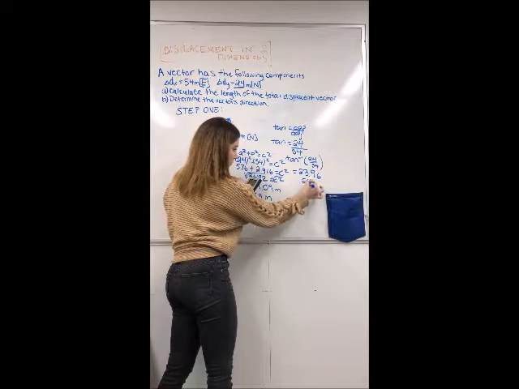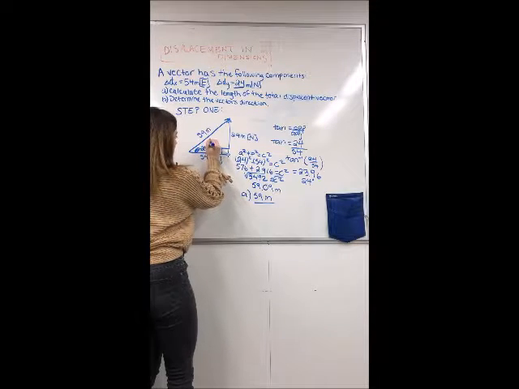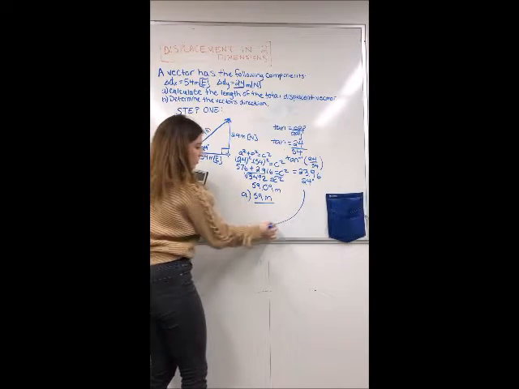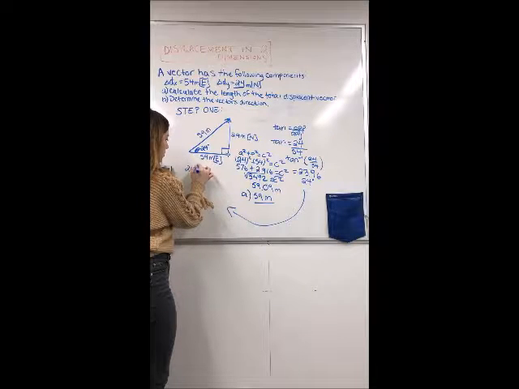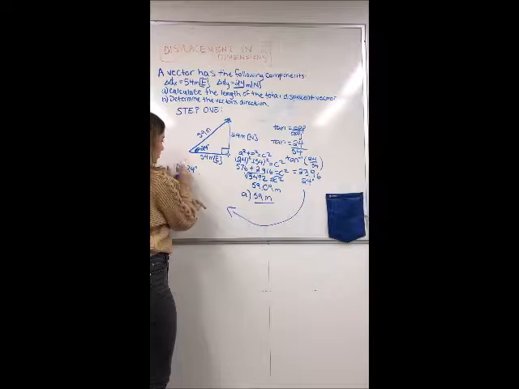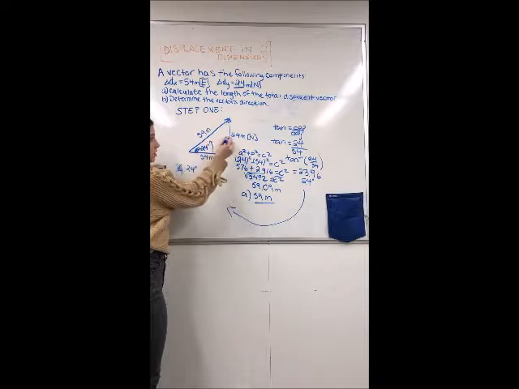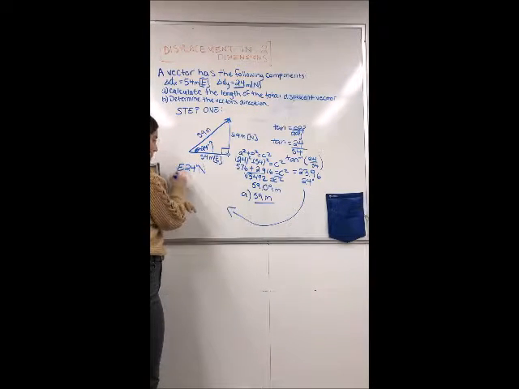23.96, so 24 degrees. So we know this is 24 degrees. I'm just going to move this over here so you can see better. It is going east and then upwards north. So we have east 24 degrees north. So this is your answer for B.